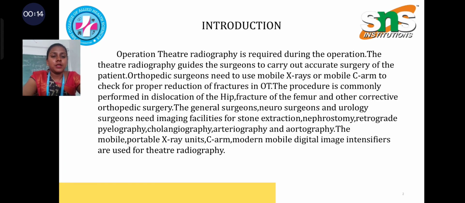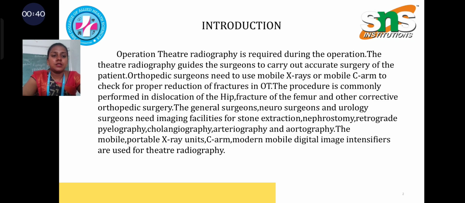Operation Theatre Radiography is required during the operation. The theatre radiography guides the surgeons to carry out accurate surgery of the patient. Orthopedic surgeons need to use mobile X-rays or mobile C-arm to check for proper reduction of fractures in OT. The procedure is commonly performed in dislocation of the hip, fracture of the femur, and other corrective orthopedic surgery.